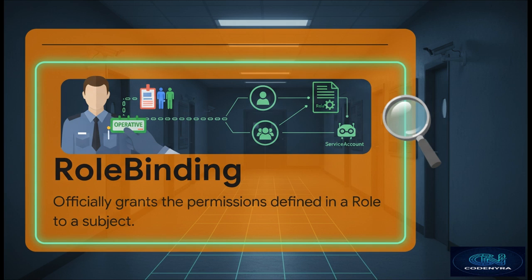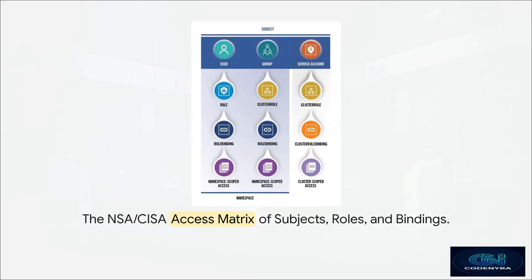It connects the subject, whether that's a user, a group, or a service account, to the role, officially granting them those exact permissions within a designated namespace. This official matrix from the NSA and CISA is amazing at visualizing how this whole access control architecture comes together.